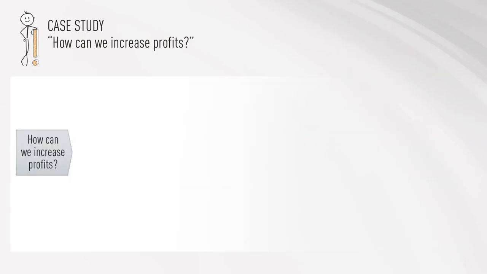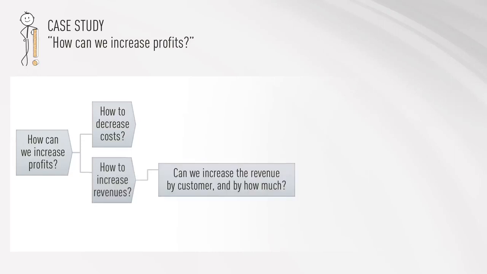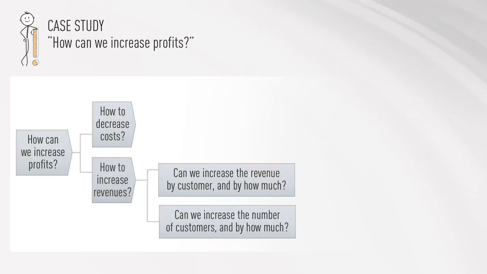You probably thought of the simplest answer. It is to break down the question into two issues, how to increase revenues and how to reduce costs. In turn, you can divide the revenue issue into sub-issues. For instance, if your business is generated with a number of different customers, you might ask, can we increase revenues per customer and by how much? And can we increase the number of customers and by how much? You can do the same for the cost issue by considering various items in the cost structure.